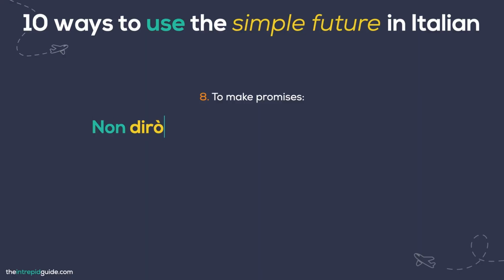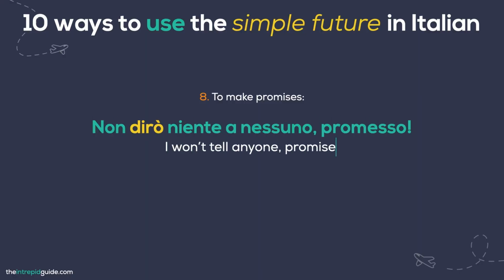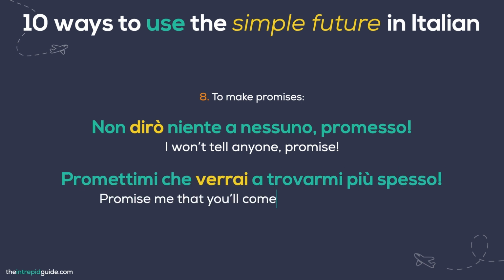We also use it to make promises. For example, Non dirò niente a nessuno. Promesso. I won't tell anyone. Promise. Promettimi che verrai a trovarmi più spesso. Promise me that you'll come visit me more often.